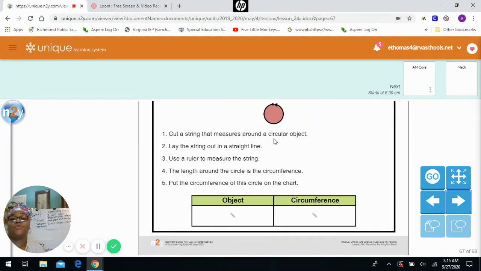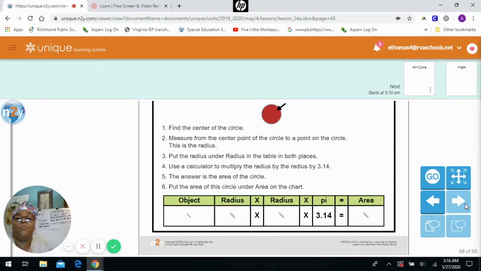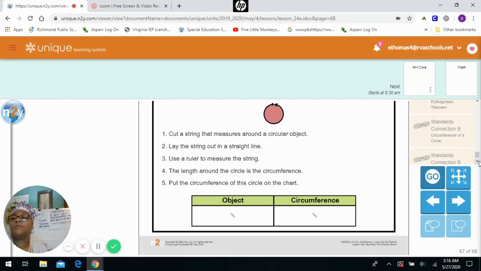We have the circumference of a circle, and then it goes around. You cut the string and then it is multiplied by 3.14, and that will give you your area in a circle. So you're going to cut your string and measure it, and that's where you're going to get that information from. Okay, let's go back.